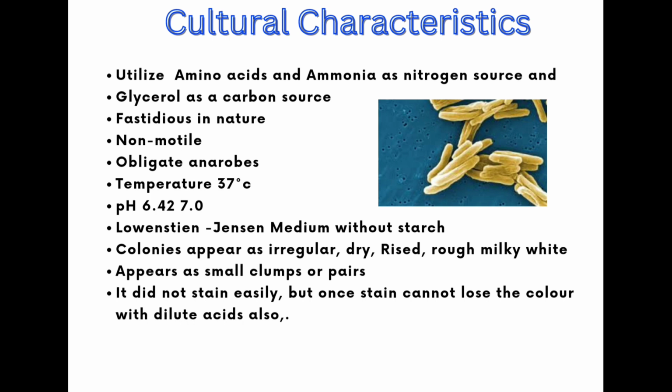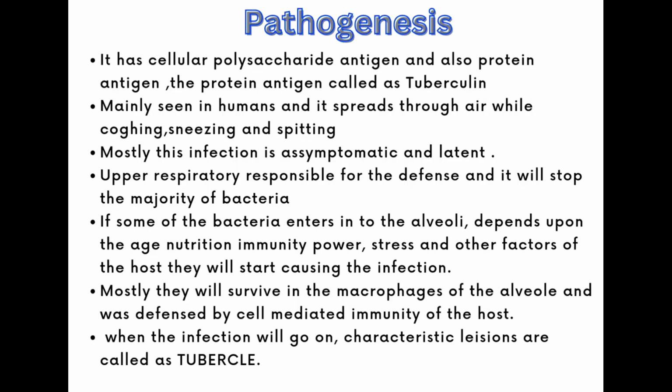And the next one is the pathogenesis. It is very important. So this tuberculosis spreads from one person to another person through the air when he coughs or when he spits or when he sneezes. Through the sputum and droplets, these bacteria enter into the air and they will enter into another healthy person. And mostly the bacteria which have entered into the lungs are killed by the macrophages of the upper respiratory tract only.